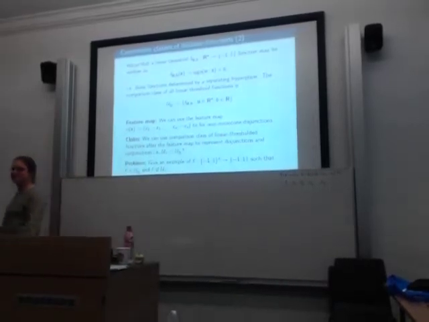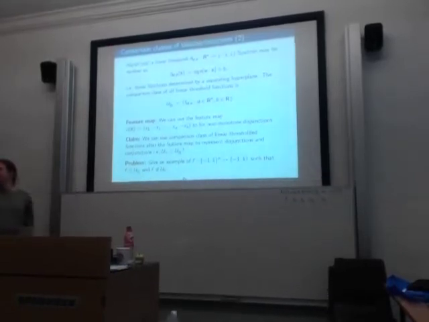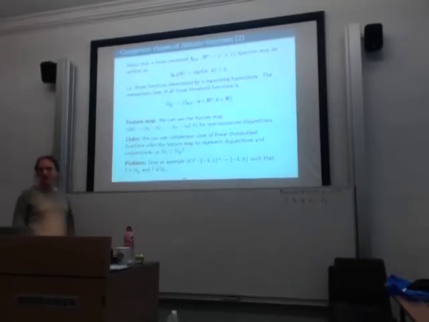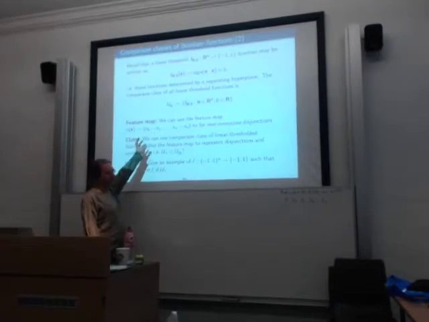This is the power set of n variables. Any mistakes you find, please let me know. We can use the feature map for non-monotone disjunctions. If we want to learn a non-monotone function, we can use this feature map.